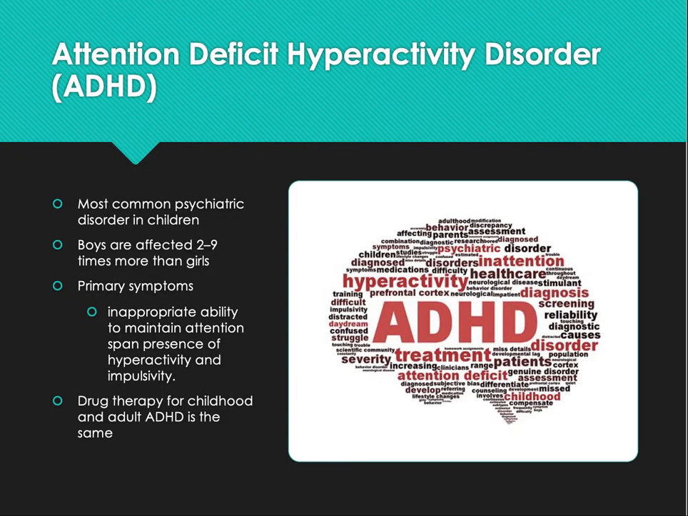So, the first disease process that we use stimulants for is ADD, ADHD. This is the most common psychiatric disorder in children, much more commonly seen in boys than in girls. But the symptoms here are an inappropriate ability to maintain an attention span. Now, this is not just at school, but also things like watching TV, playing games. They'll manifest this in all areas in order to have a true diagnosis. Children who just have trouble concentrating at school while they may be on medications, a lot of times that is not a true ADD diagnosis.